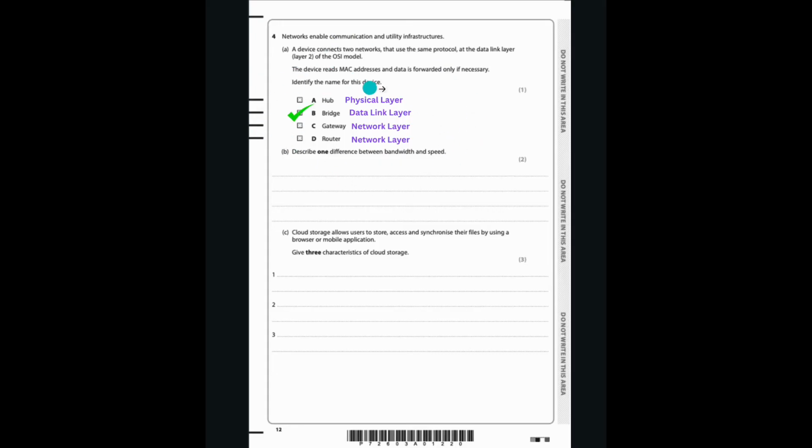Try to remember which type of device works on each layer, because it will help you solve a number of multiple choice questions, as there is a chance this type of multiple choice question can come up.